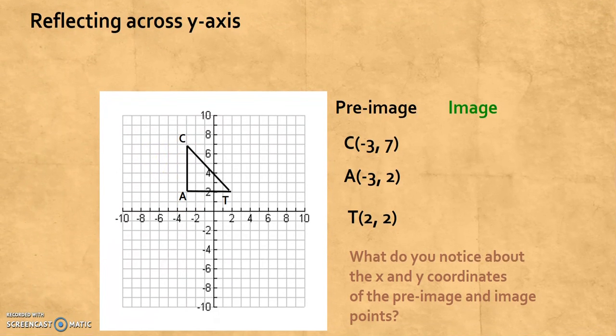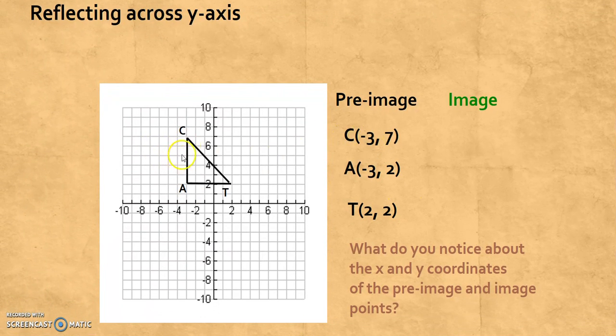Reflecting across the y-axis. Here's a triangle, and we have to reflect it, and the y-axis is here. If you look, A and C are going to go on the right side of the y-axis, and T, since it's already on the right, is going to get flipped over to the left side. So what do you notice about the x and y coordinates of the pre-image and the image points? We'll come back to that. So here's reflecting across the y-axis.